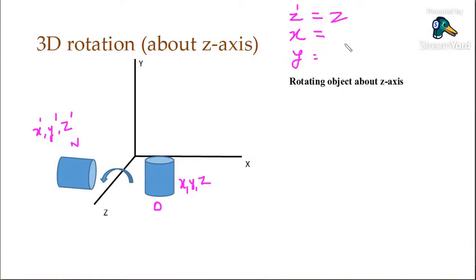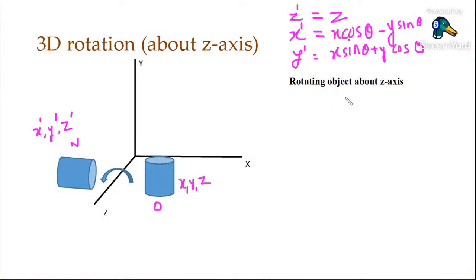So earlier in two-dimensional rotation, we have equations like x dash equals x cos theta minus y sine theta, and y dash equals x sine theta plus y cos theta. So those are the values we have: z dash remains the same as z, x dash becomes x cos theta minus y sine theta, and y dash becomes x sine theta plus y cos theta.